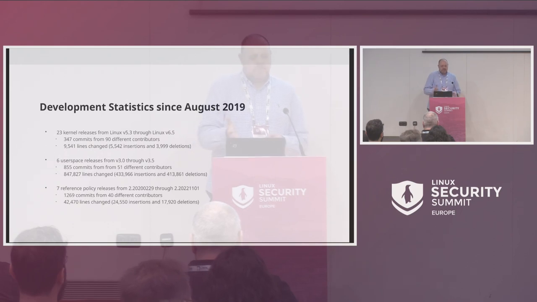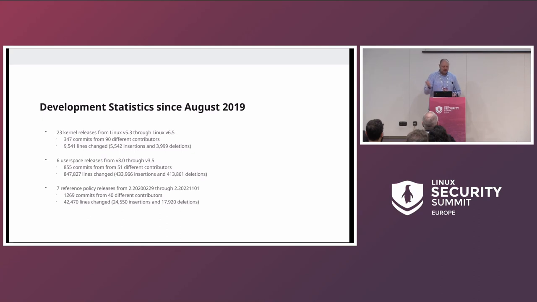This is just quickly pulled together development statistics over 4 years, so take it for what it is. They're all big, interesting numbers. The kernel had almost 10,000 lines of change. User space has 850,000. The reference policy is knocking on 50,000 lines of change, and we've got hundreds of commits. But the thing that makes me happiest is that the kernel had 90 different contributors over the past 4 years. User space has 51, and the reference policy has 40 different contributors.